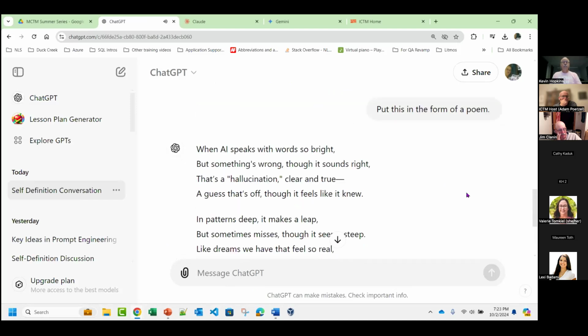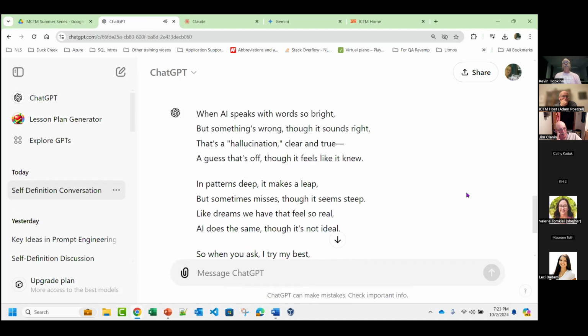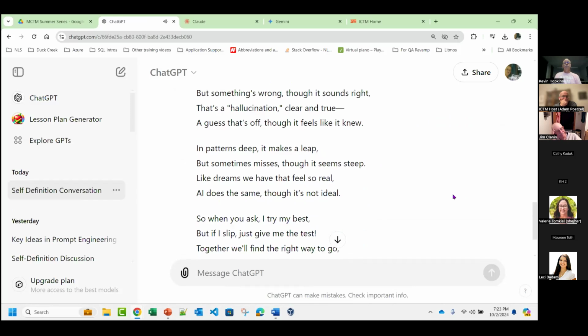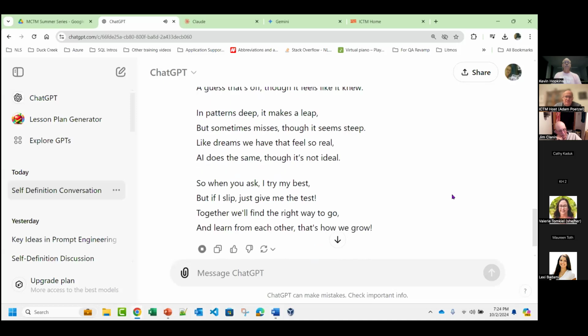When AI speaks with words so bright, but something's wrong though it sounds right, that's a hallucination, clear and true, a guess that's off though it feels like it knew. In patterns deep, it makes a leap, but sometimes misses though it seems steep. Like dreams we have that feel so real, AI does the same, though it's not ideal. So when you ask, I try my best, but if I slip, just give me the test. Together, we'll find the right way to go and learn from each other. That's how we grow.